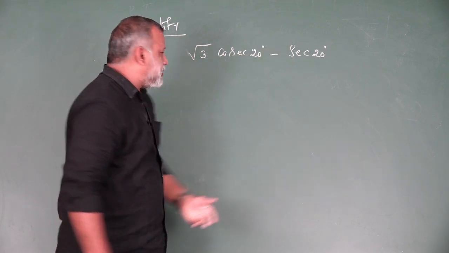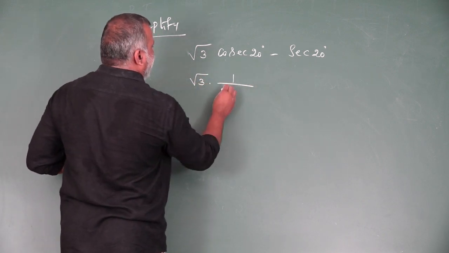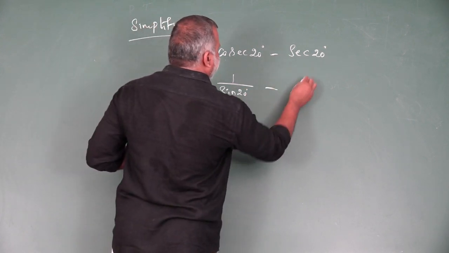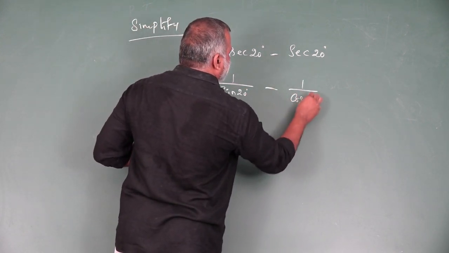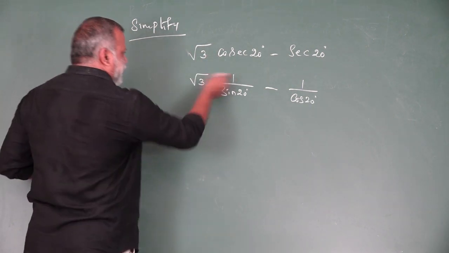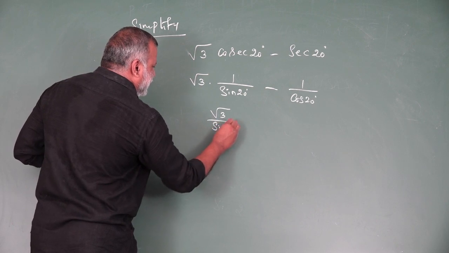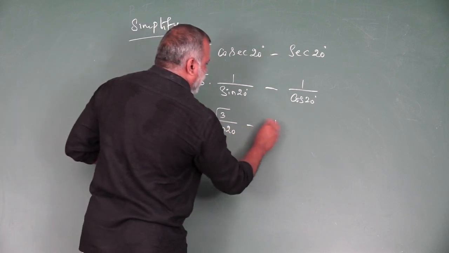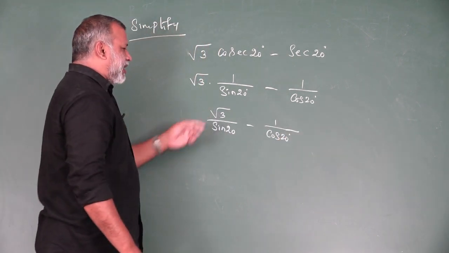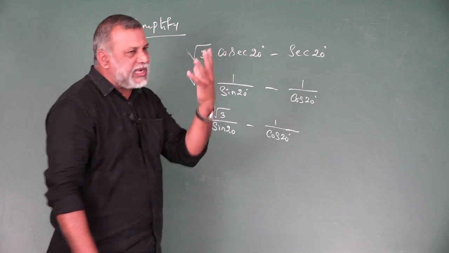Convert into the basics. What is the basics of cosecant? We can write 1 by sin 20, minus secant as 1 by cos 20. This is the basics of cosecant and secant. Therefore, we can write like this: root 3 divided by sin 20 minus 1 by cos 20, root 3 divided by sin 20, 1 by cos 20, in between having a subtraction symbol.